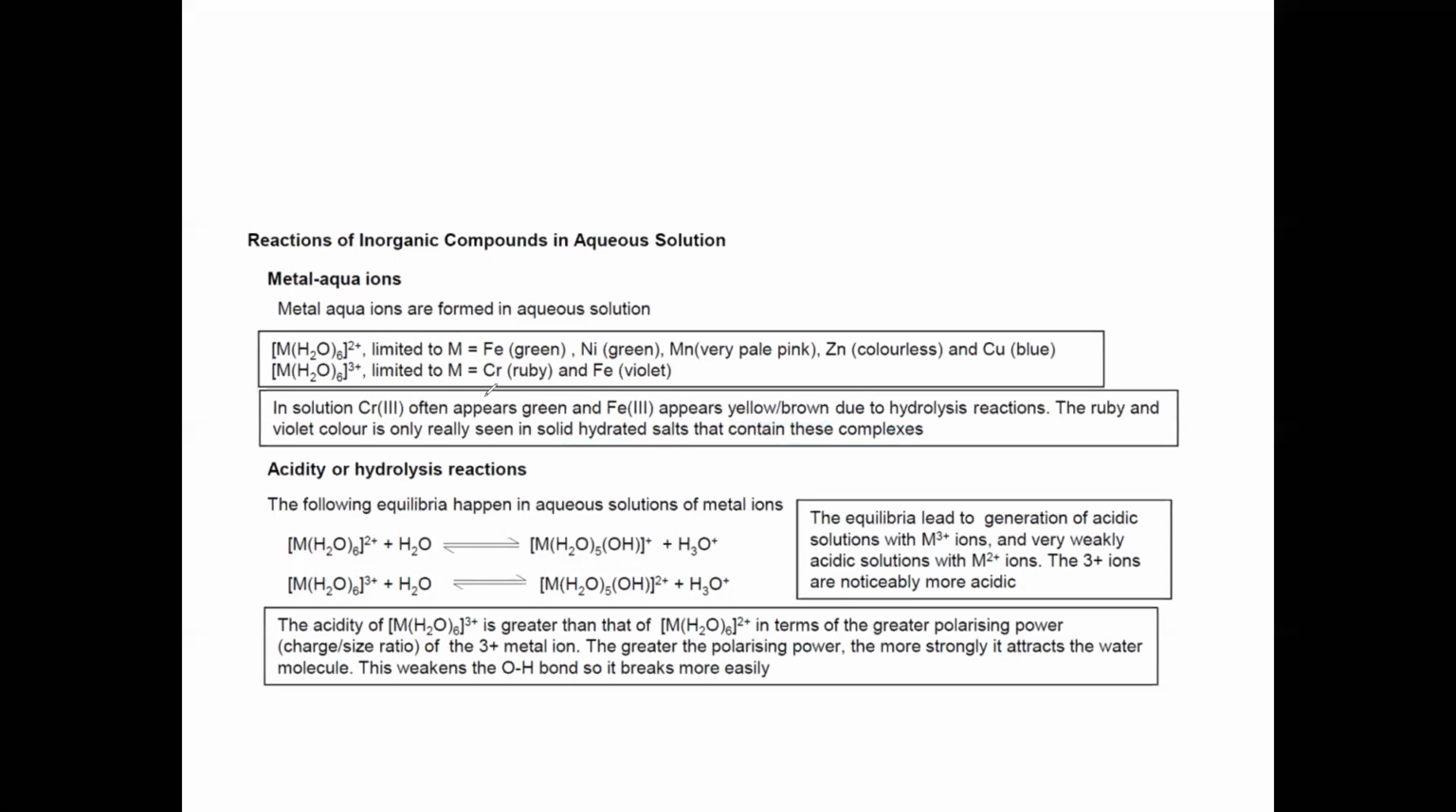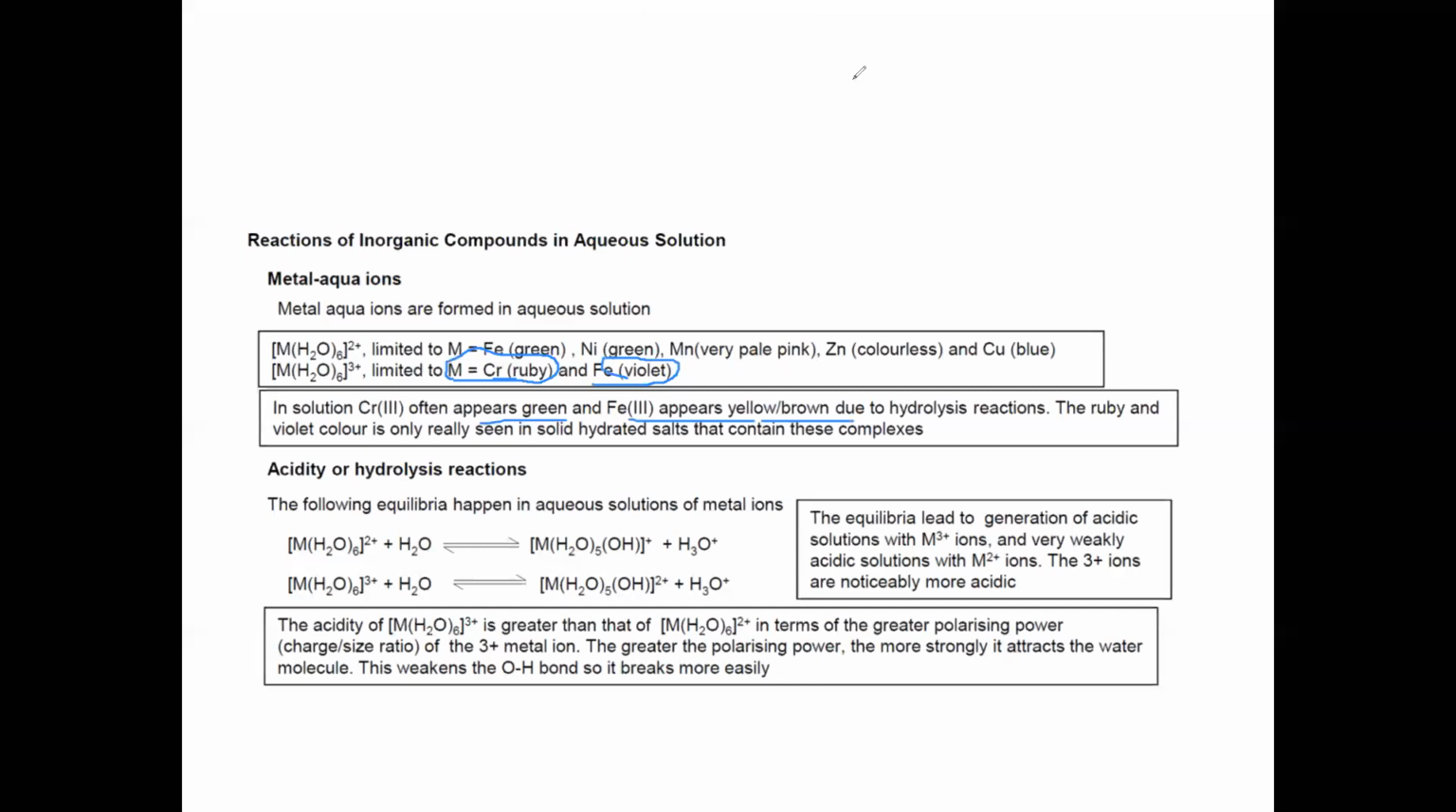So mainly, if you have chromium +3 in a solid state, a hydrated salt in the solid state, it will appear ruby, and iron 3 will appear violet. But if they are in solution, chromium solutions will appear green, and iron 3 will appear yellow brown.